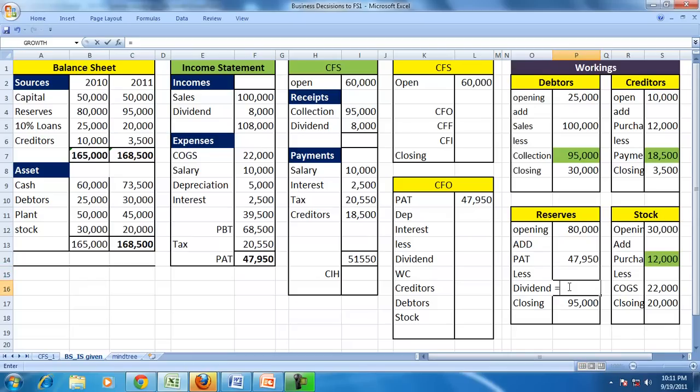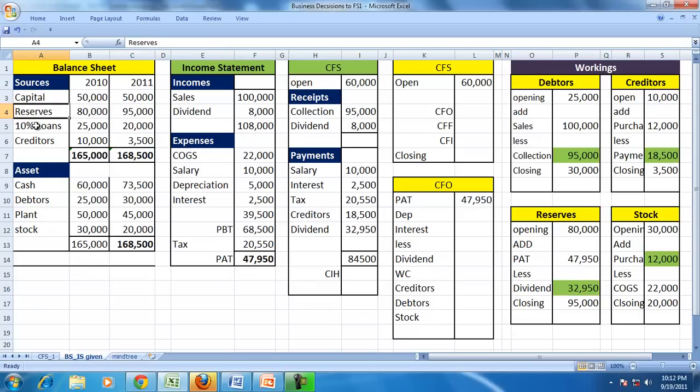So that means the missing figure, the balancing figure, is the payment of dividend. If you would not have paid the dividend, the reserves should have gone up by 80. The reserves should have been 80 plus 47,950. But the reserves are 95,000. So therefore, that is the payment of dividend. So the dividend payment is 32,950. So dividend is another missing figure.